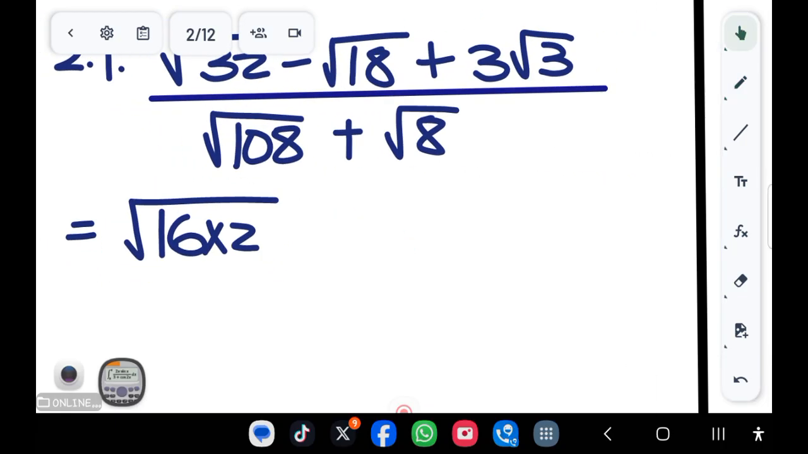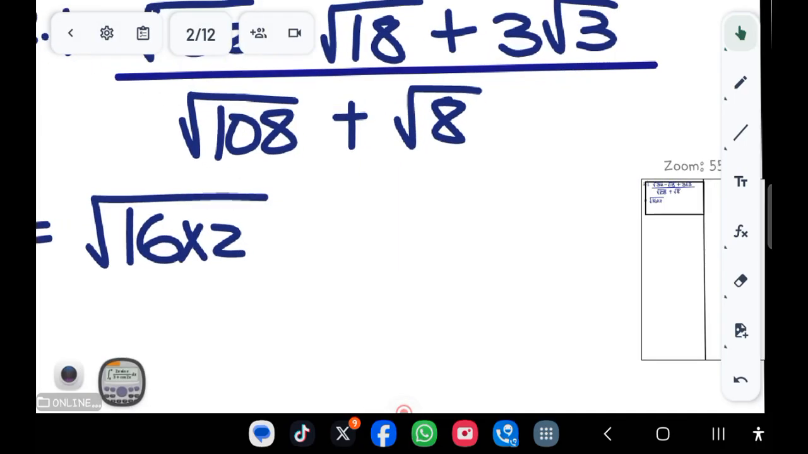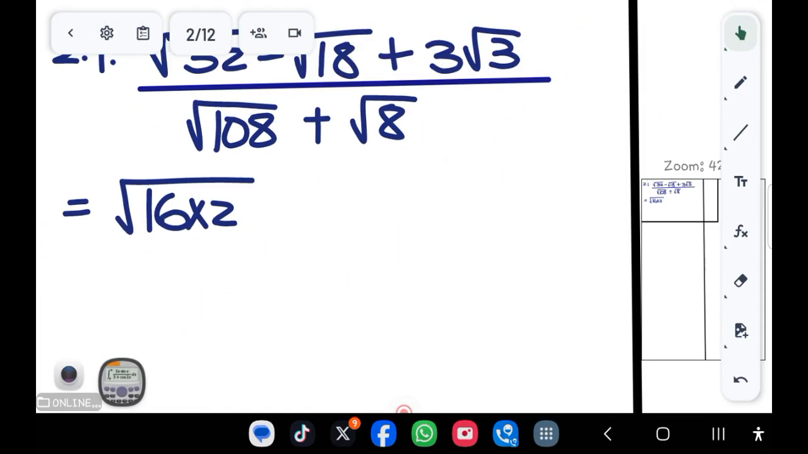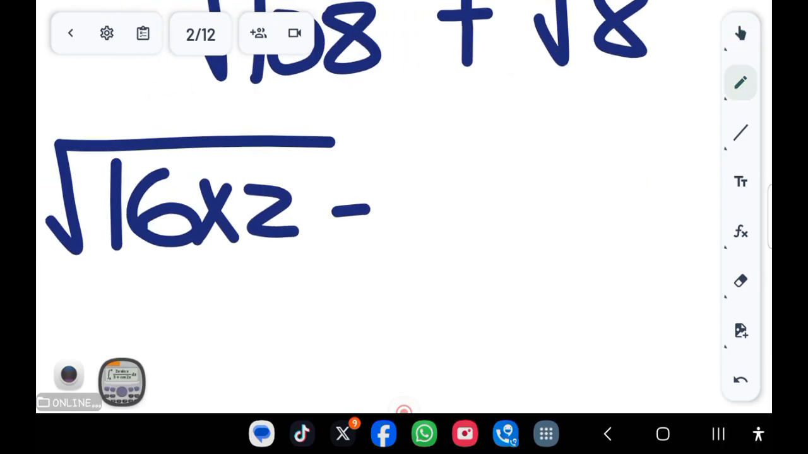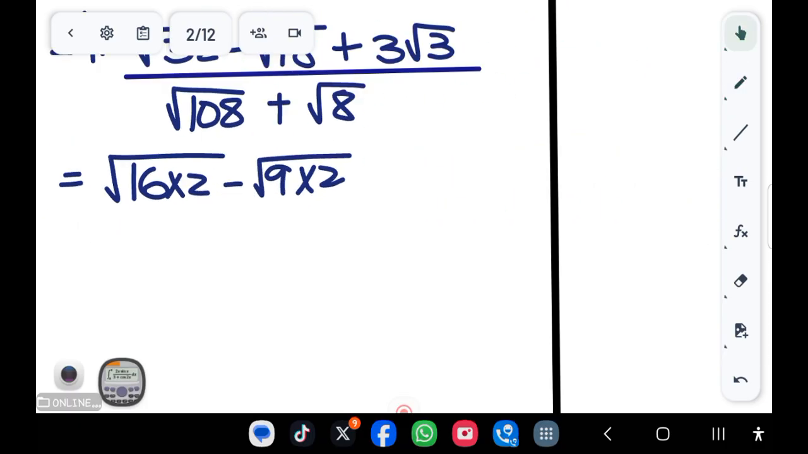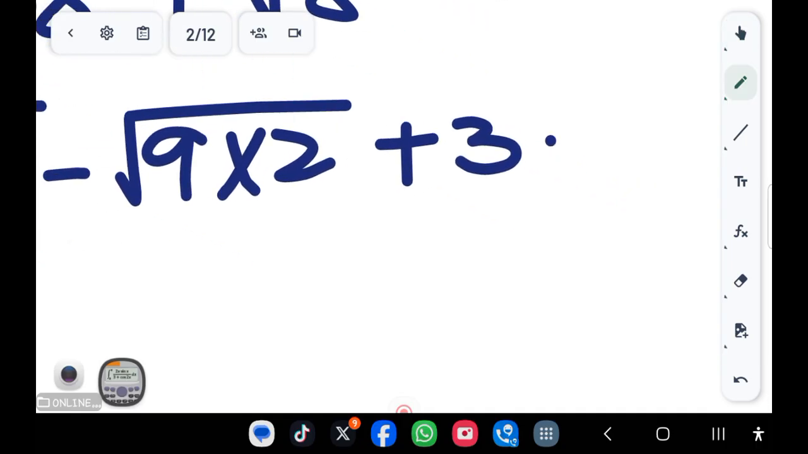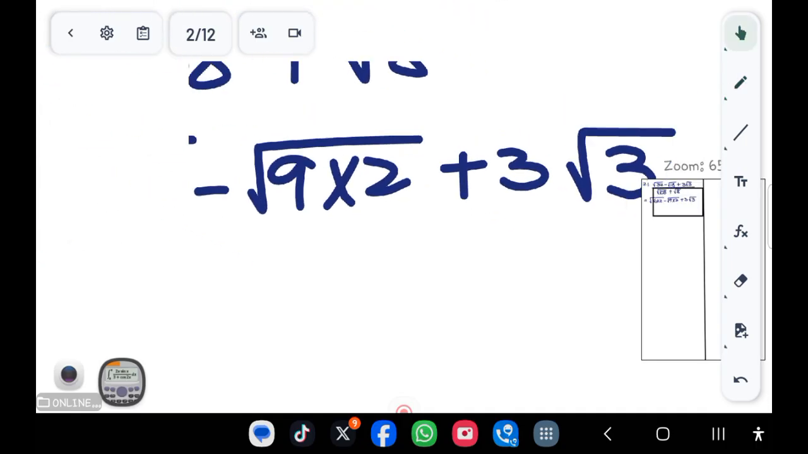Minus root 18 can also be written as, so you do the same thing with 18. 18 divided by 2, that gives us 9, that is a square, so that is minus the square root of 9 times 2, and the next one is 3 root 3. This one is sorted out for us. We don't need to change that to anything. All over.